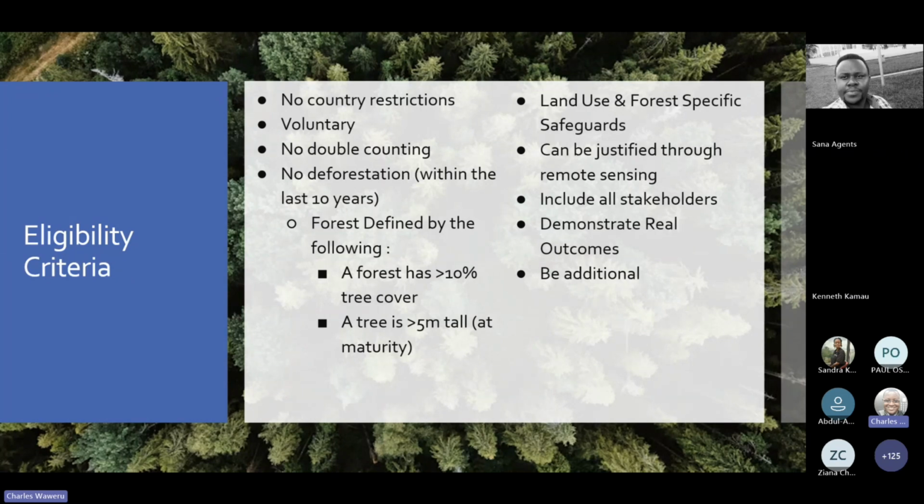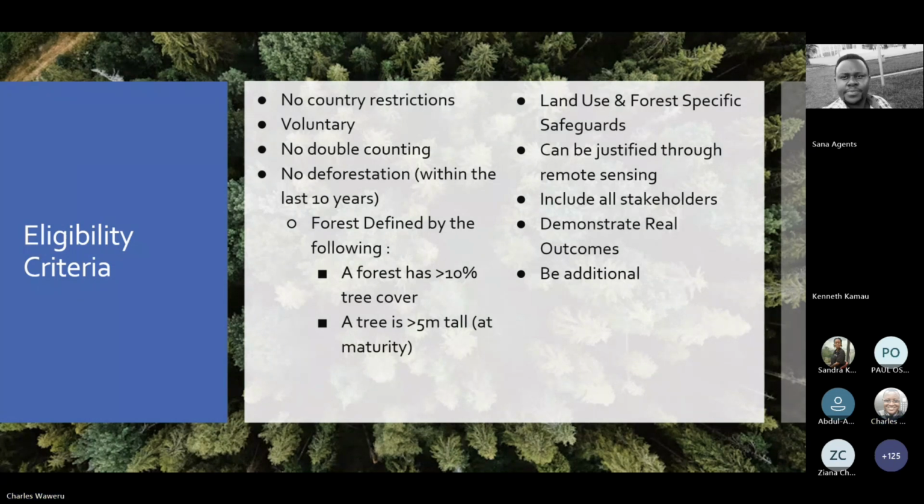You have to agree on what we call the representation of the project: who's the developer, whose name is going to appear on the carbon registry, and what is the revenue share and whatnot. So you have to make sure there's no double counting, and of course you have to ensure that there's no systematic deforestation within the last 10 years. And remember how we defined a forest. I mentioned a forest has no more than 10% of tree cover, and number two, a tree is defined as one which at maturity achieves about 5 meters in height.